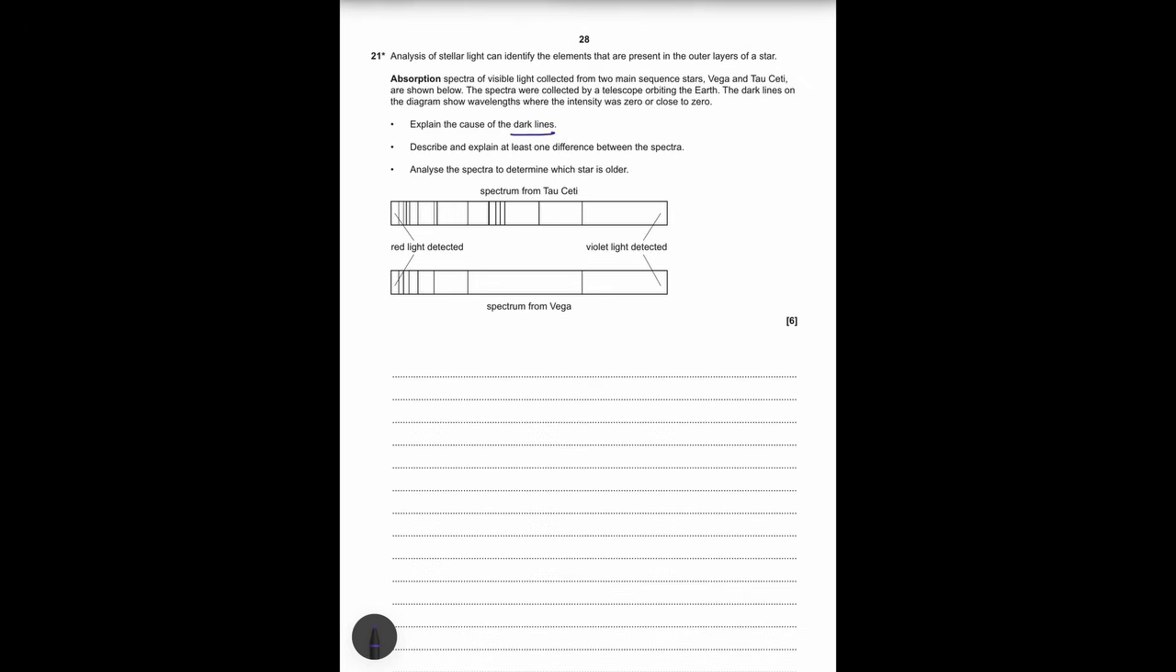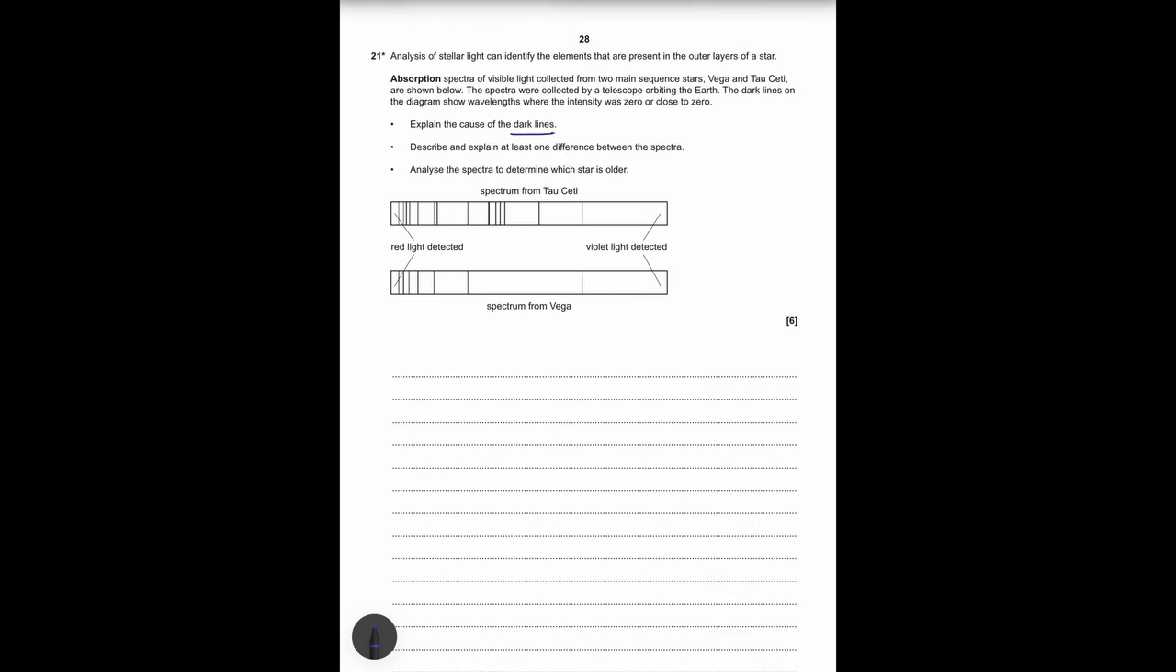The marks are going to be there, so you can have a look at the full detail for that, but just make sure that I know that first. Describe and explain at least one difference between the spectra. It's saying at least one difference, which is an indication there may be a couple of differences I can say. The most obvious difference I can see is that the Tau Ceti one, however that's pronounced, has more lines. Vega has fewer lines. I'm just going to say that first. If it's saying explain it, why would one have more lines and one have fewer lines? It's because if it's got more lines, it must be absorbing more different wavelengths.